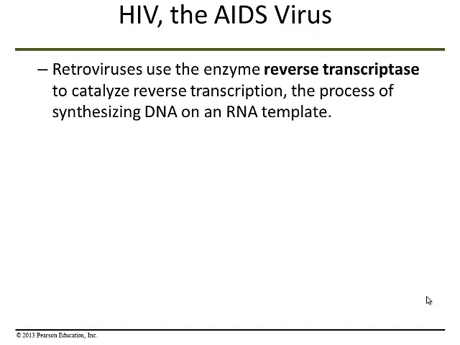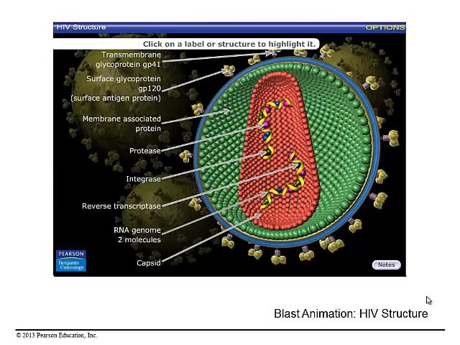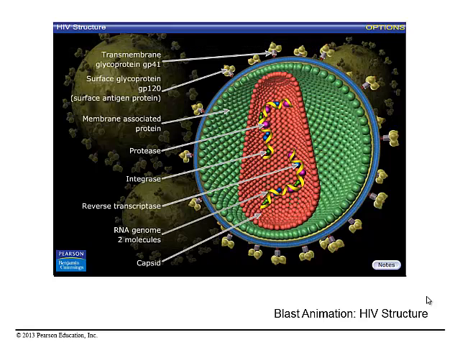Retroviruses use the enzyme reverse transcriptase to catalyze reverse transcription, the process of making DNA on an RNA template. So they go from RNA to making DNA, the reverse. But the RNA isn't a double helix, it's single. Correct. And then they use that reverse transcriptase to make it. Yep, so they work backwards, and that's why they call them retroviruses.